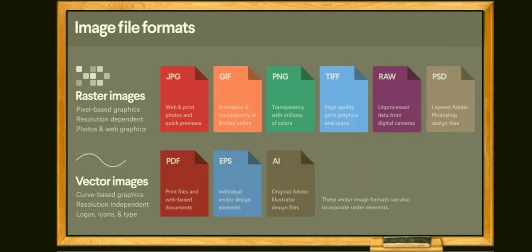For raster images, we have the JPEG, the GIF, the PNG, Portable Network Graphics, the TIFF, the RAW, the PSD. But in vector images, we have the PDF, EPS, and AI.